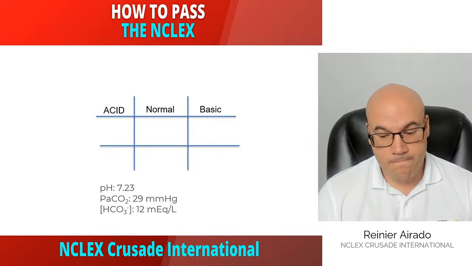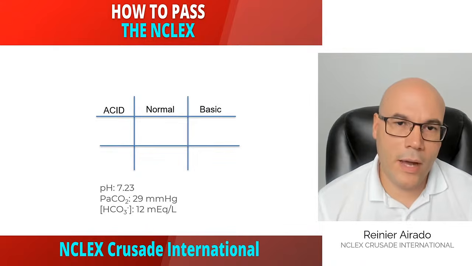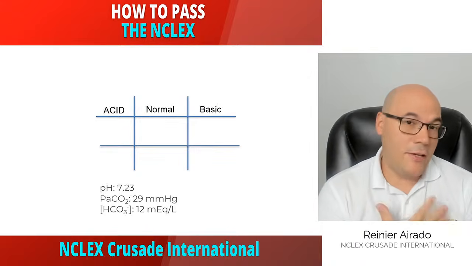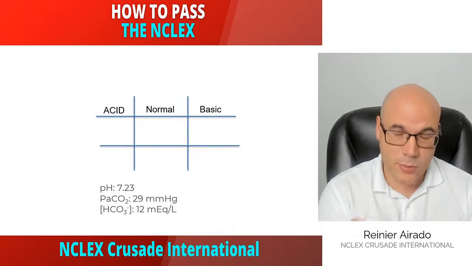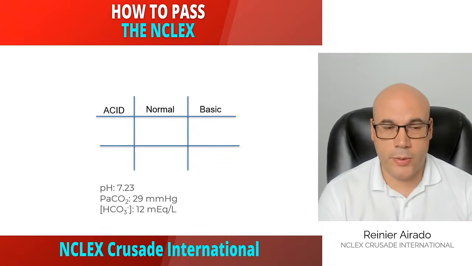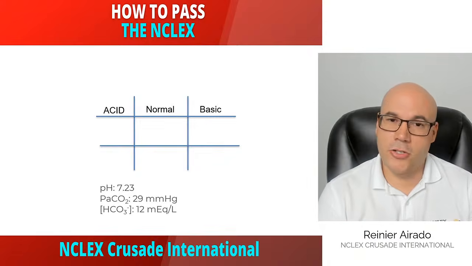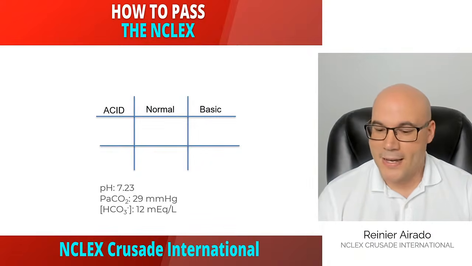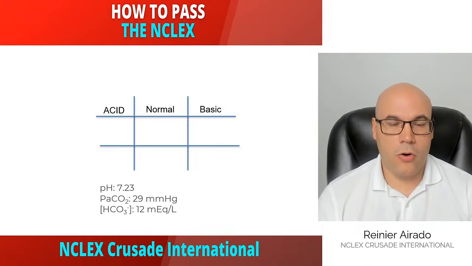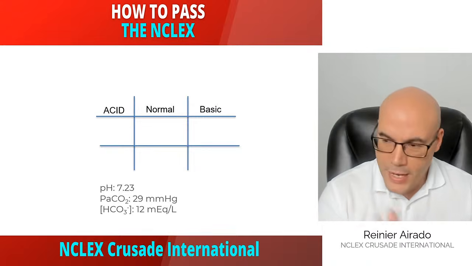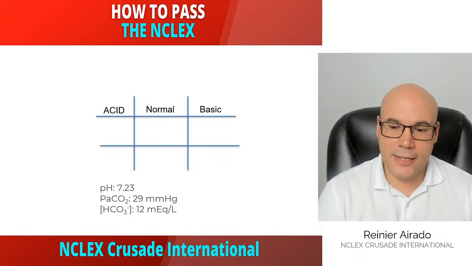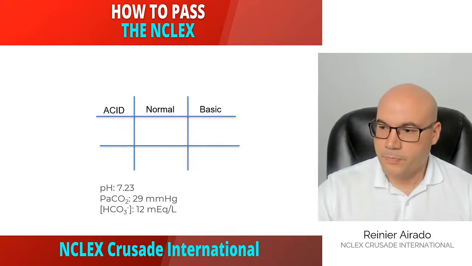So it is up to you what value you want to follow, what book you want to follow. But what I show my students is HCO3 22 to 26, and we've had hundreds of students take the NCLEX and pass it. So now that you know the normal range values for pH, CO2, and bicarbonate, let's use the tic-tac-toe strategy.